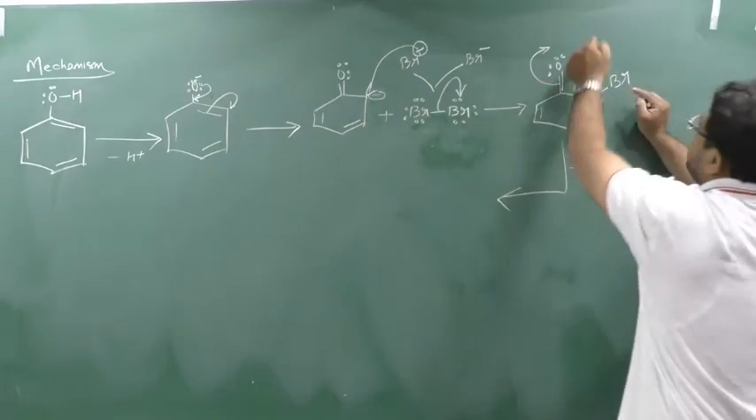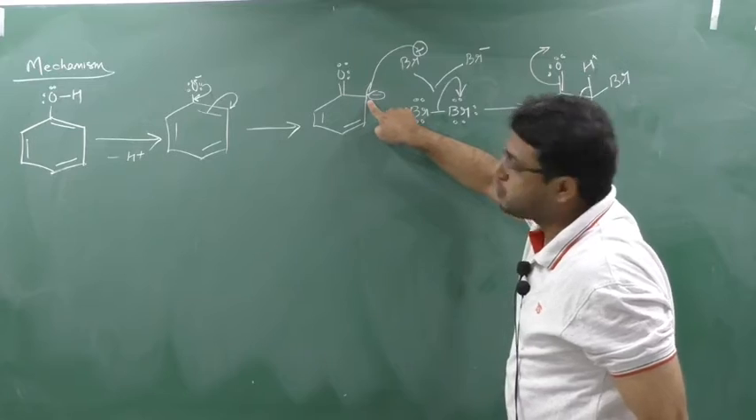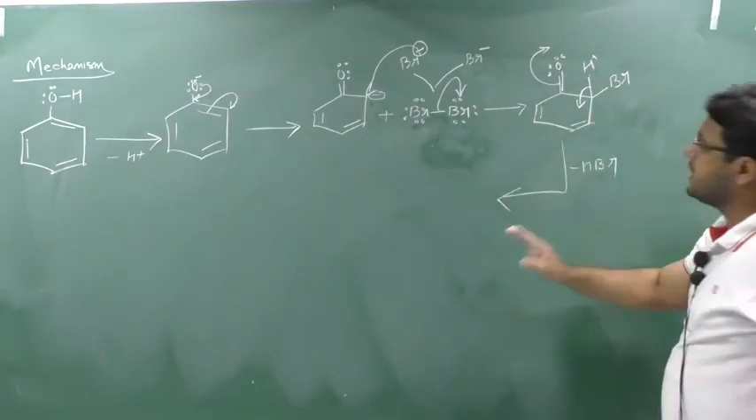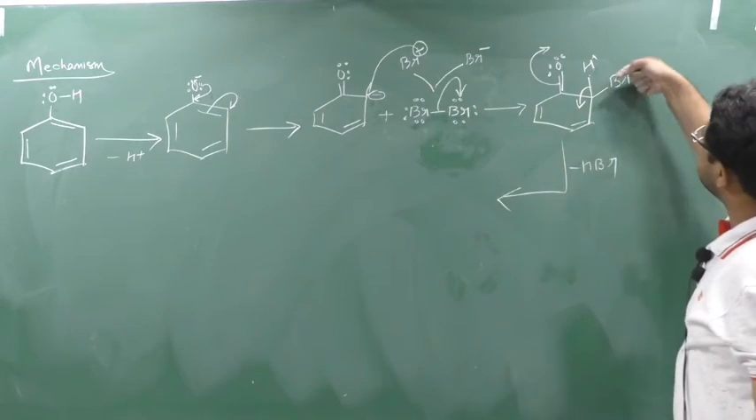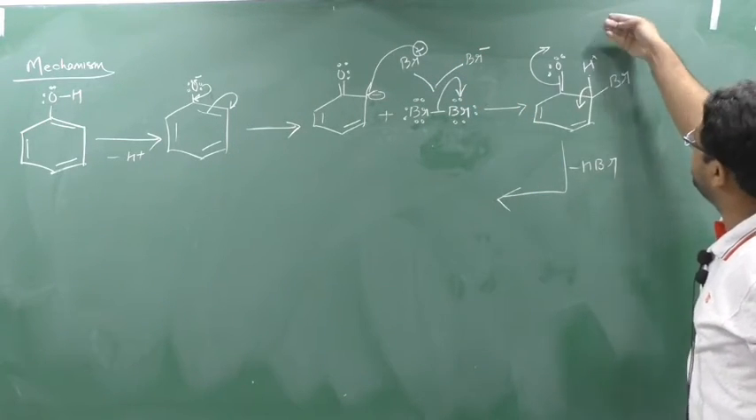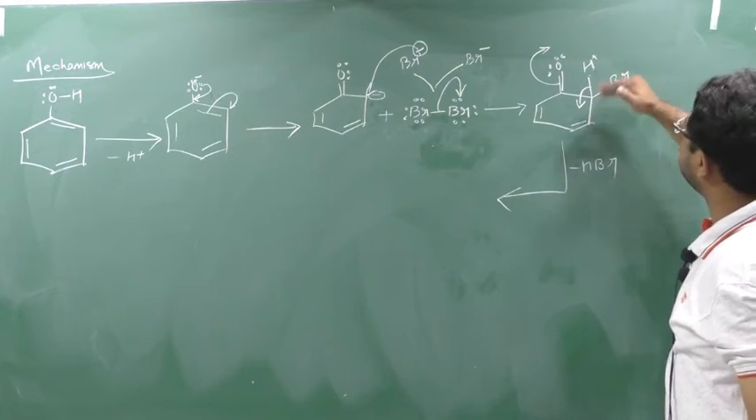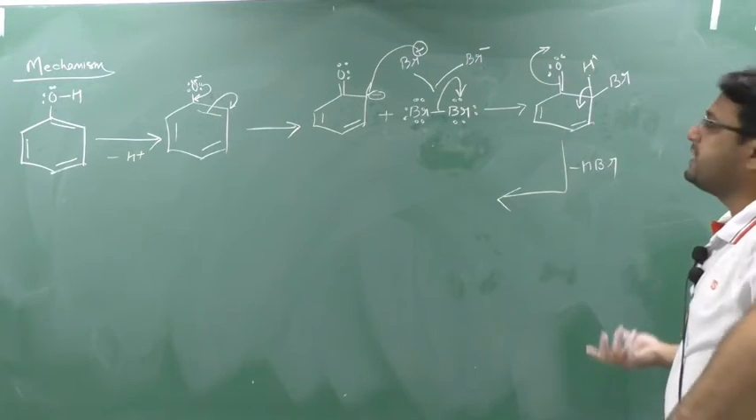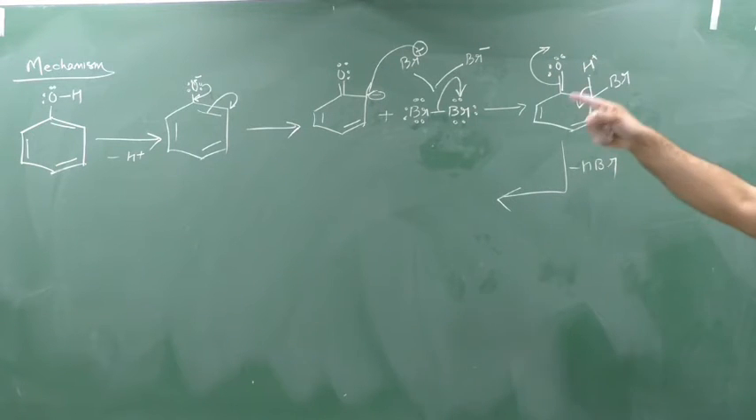Now see here, Br plus has attached to this ortho position to remove H plus. Means Br plus is attaching to remove H plus. When Br is attached here, then only H plus is removed. Means an electrophile is attaching to remove an electrophile. So what is it actually substituting? Electrophilic substitution reaction. That's why I told you the reaction is an example of electrophilic substitution reaction.